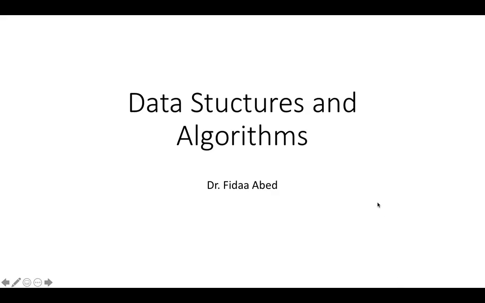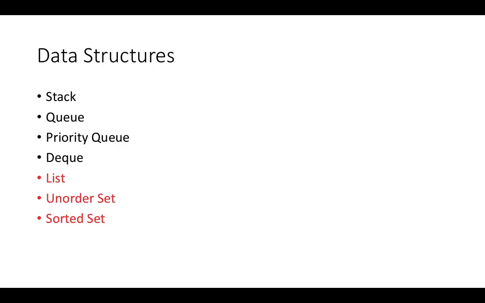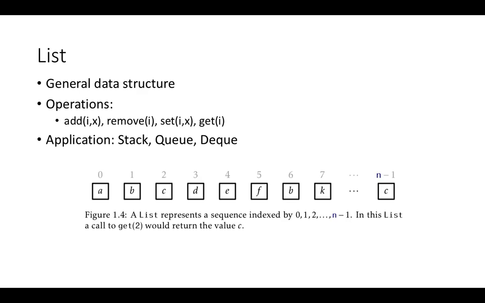Hi, this is the third video in data structure and algorithms. In the last video, we talked about stack, queue, priority queue, and dequeue. In this video, we will talk about list, unordered set, and sorted set. Let's start talking about the list.